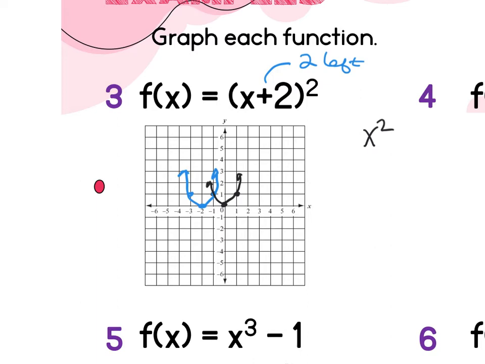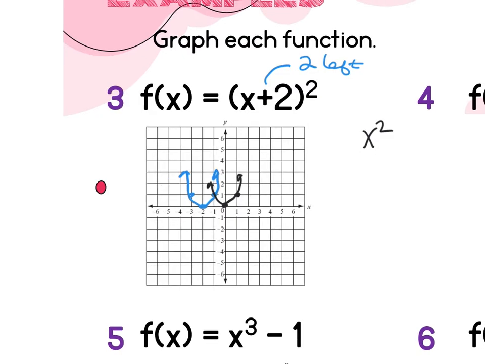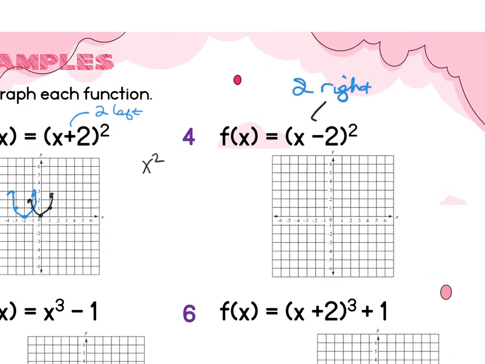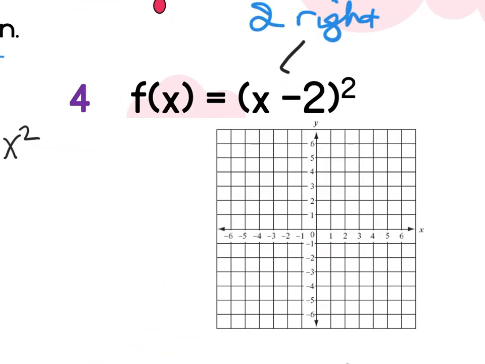The next one, we're going to move it because it's subtracting 2. We're going to move it 2 units to the right. It's in the parentheses, so this will be 2 to the right. Same parent, it's still the x squared function. So 0, 0, negative 1, positive 1. And now take each of the points and move them 2 over to the right. And then make your new U. Again, you're memorizing that a parabola takes on a U shape.